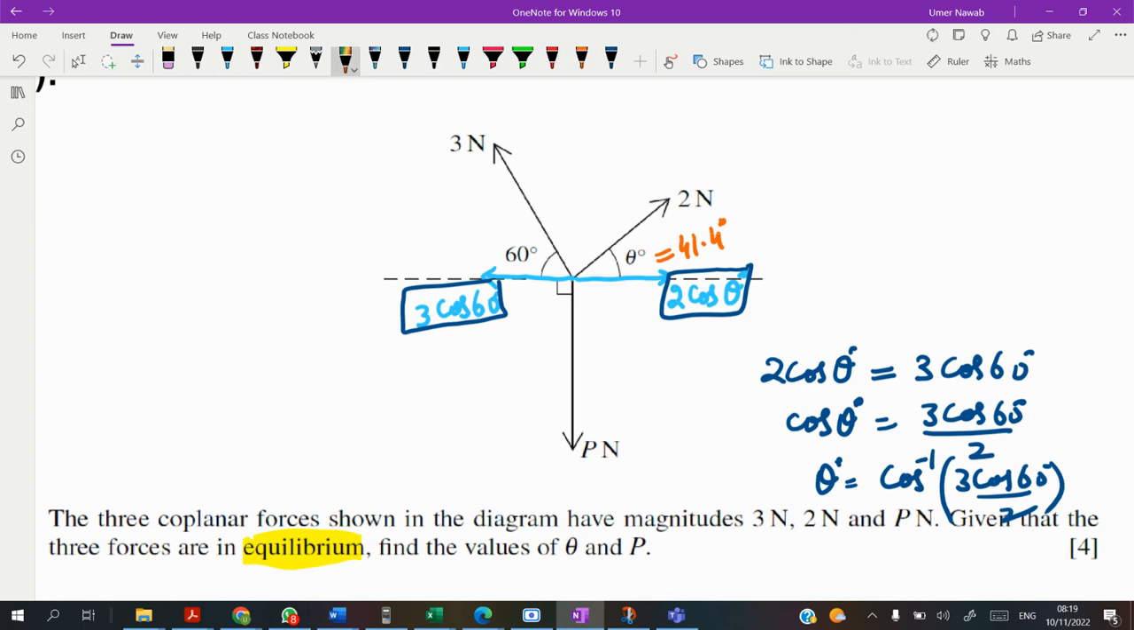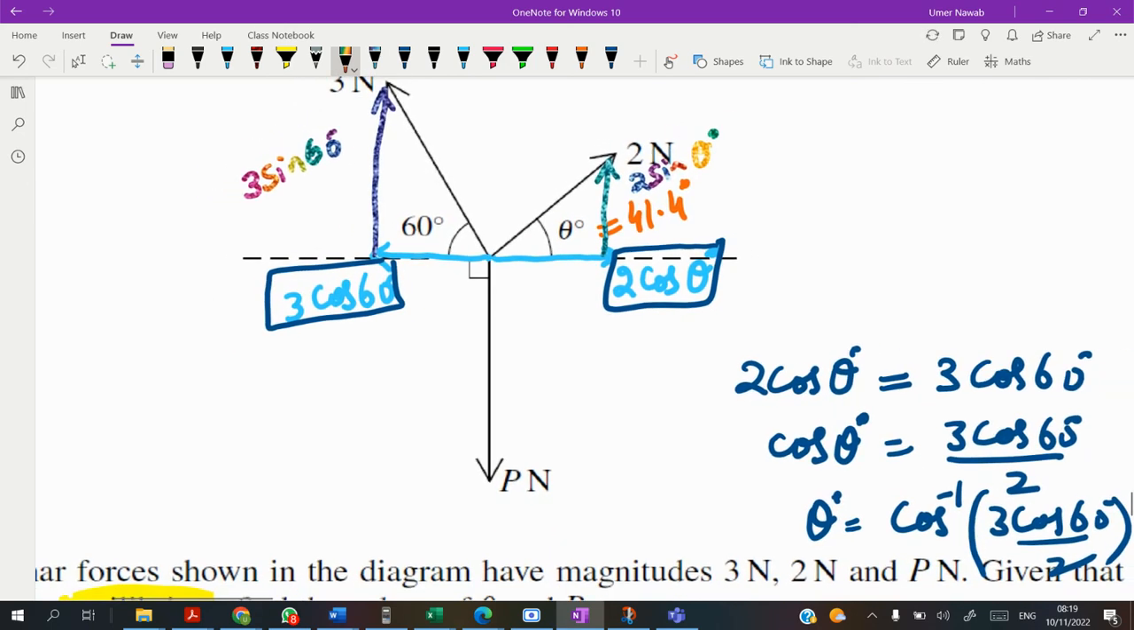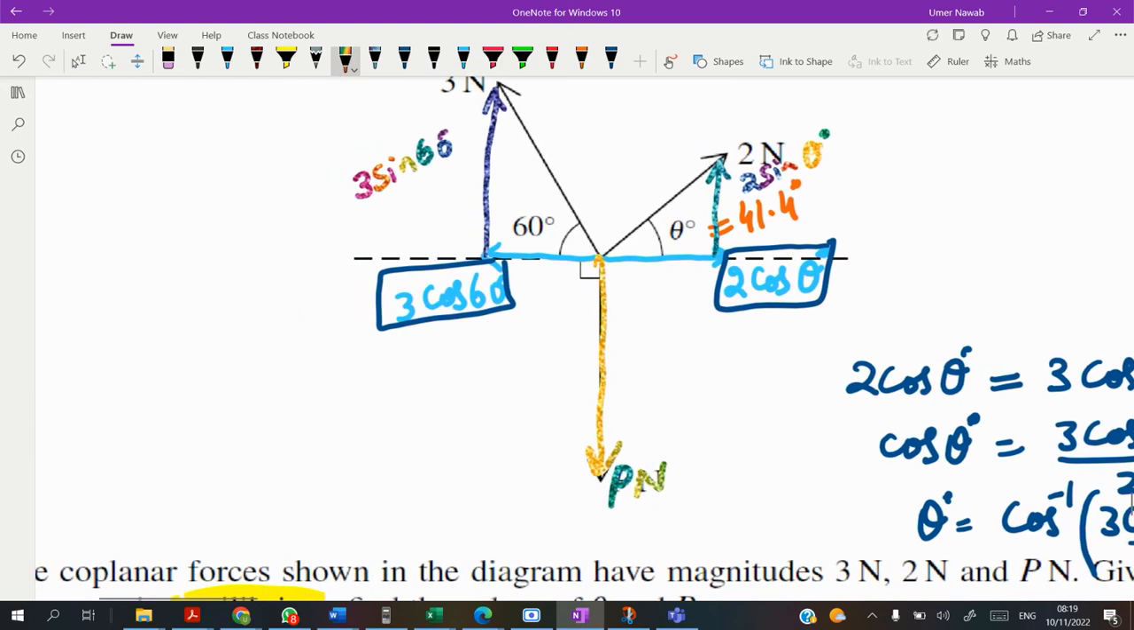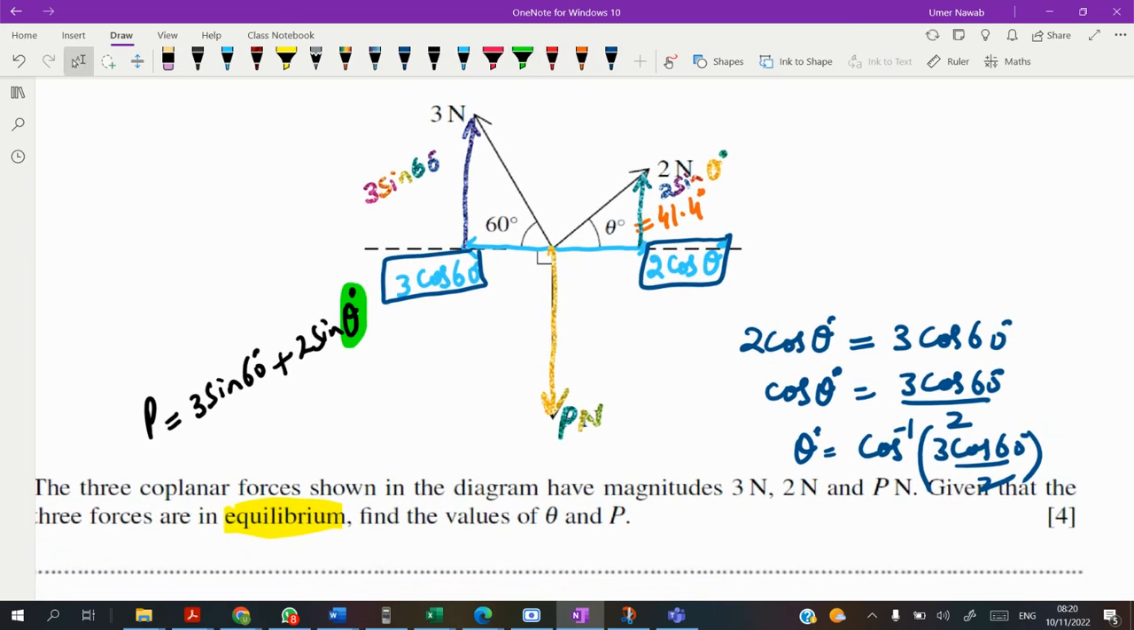Now come to the vertical components, because I want to get P newtons also. So this is the y component, this is the y component. So this should be 3 sine of 60, and this is 2 sine of theta. And this force is P newtons. Two forces upward, one force is downward. So I'm going to write P is equal to 3 sine 60 plus 2 sine theta.